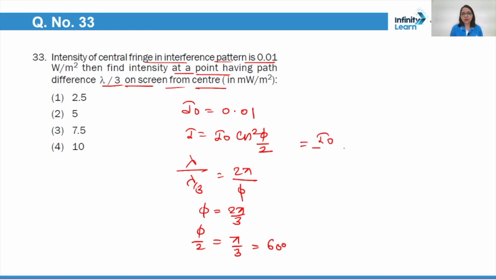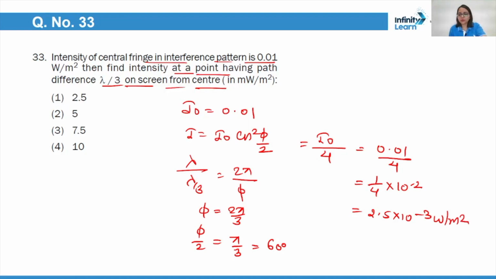So this will be I naught times cos 60 degree whole square, which is I naught times (1 by 2) whole square over here. So this will be I naught divided by 4, and I naught is 0.01 divided by 4. So this is 1 by 4 into 10 power minus 2, or it is 2.5 into 10 power minus 3 watt per meter square, which is 2.5 milliwatt per meter square, and the correct answer is option 1.